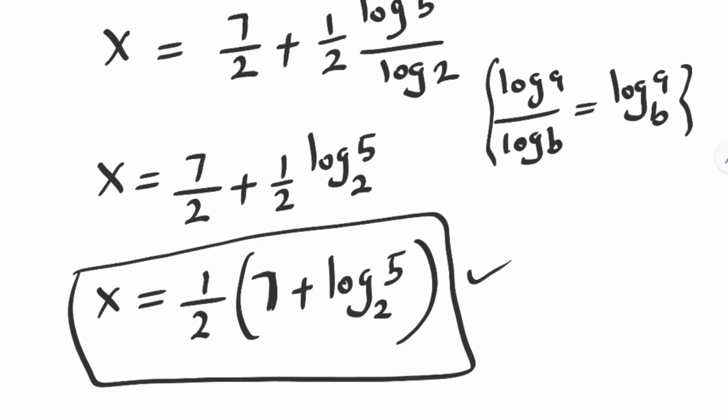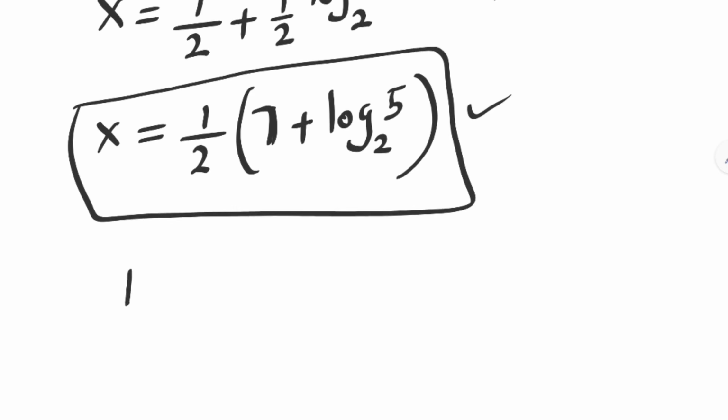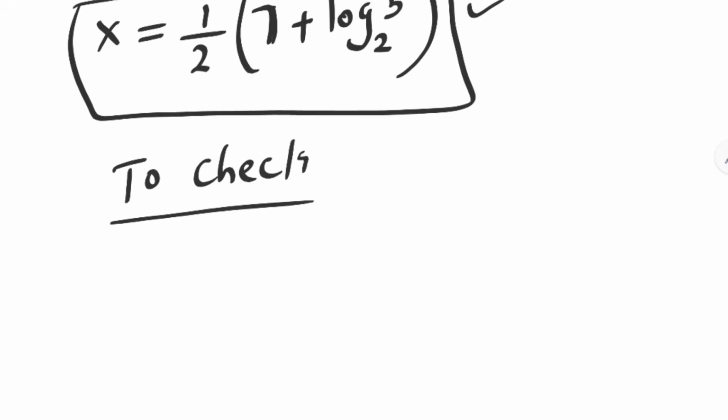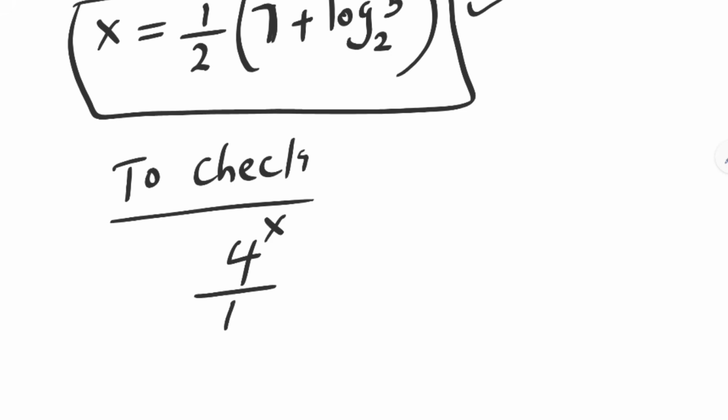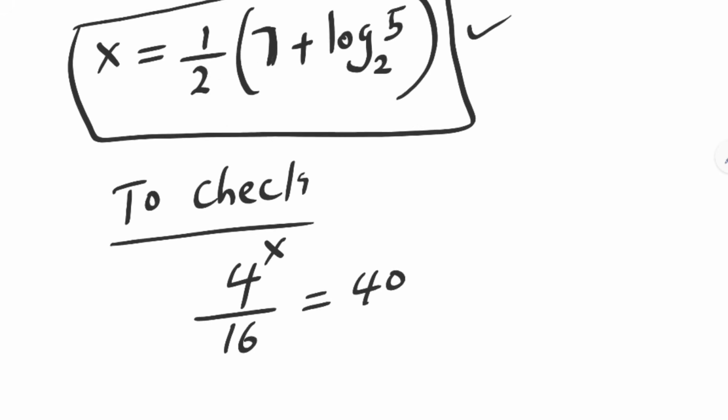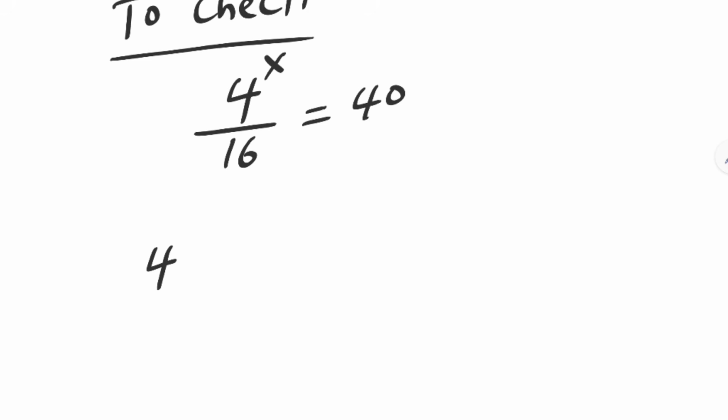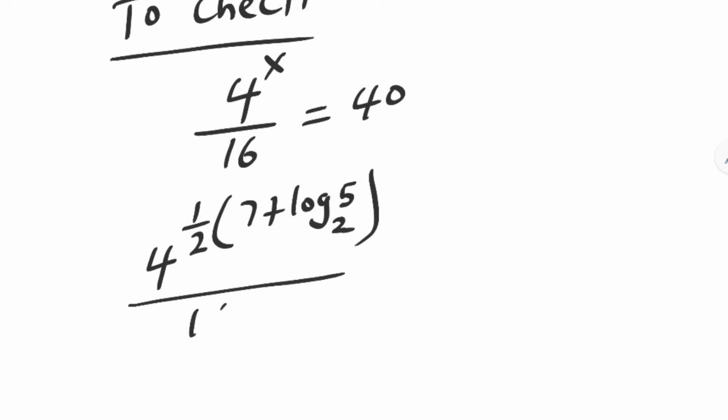We may check to confirm if this answer is right or wrong. Let's check. To check, we have the given equation: 4 raised to power x over 16 is equal to 40. Now, x is 1 over 2 bracket 7 plus log 5 base 2. 4 raised to power 1 over 2 bracket 7 plus log 5 base 2, over 16 must be equal to 40.